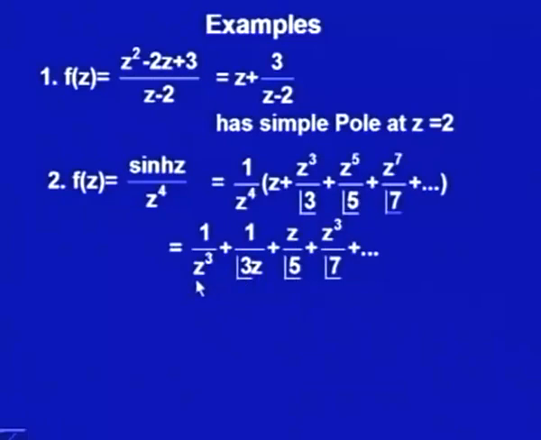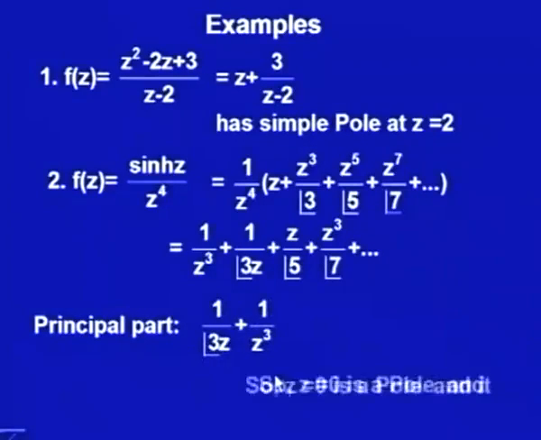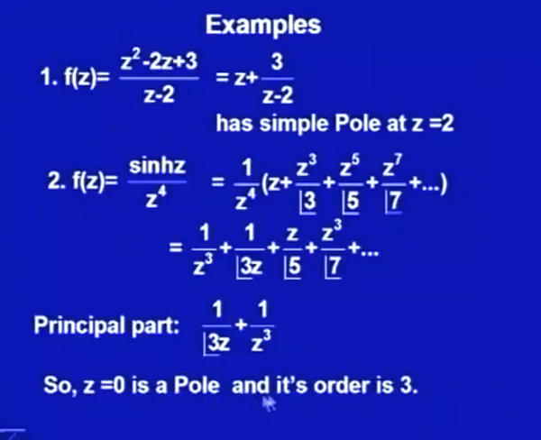So, we would have a pole at 0 for this function, and the order of that pole would be 3. So, the principal part is this one. So, z equal to 0 is a pole and its order is 3.